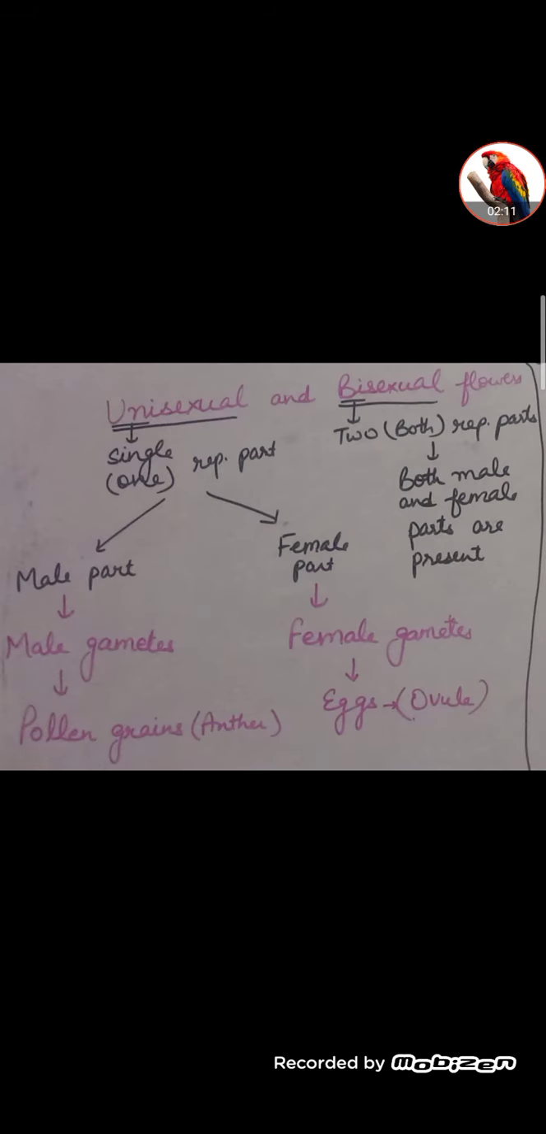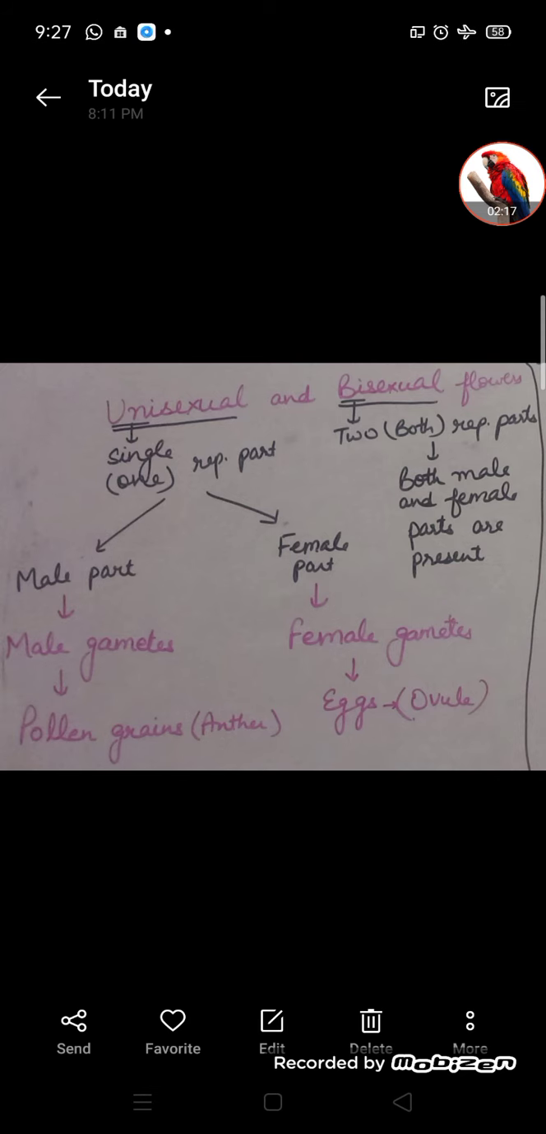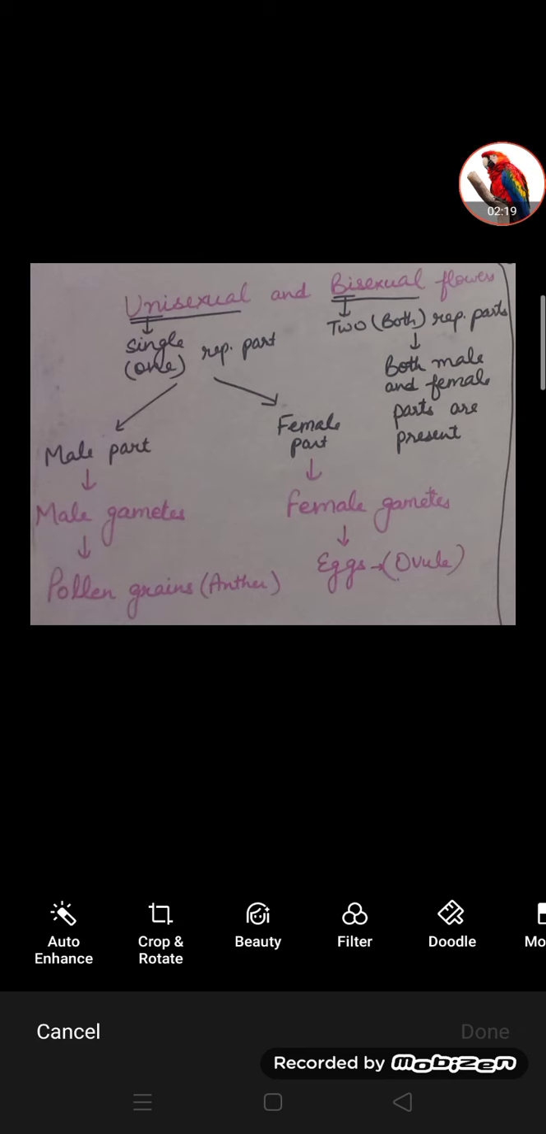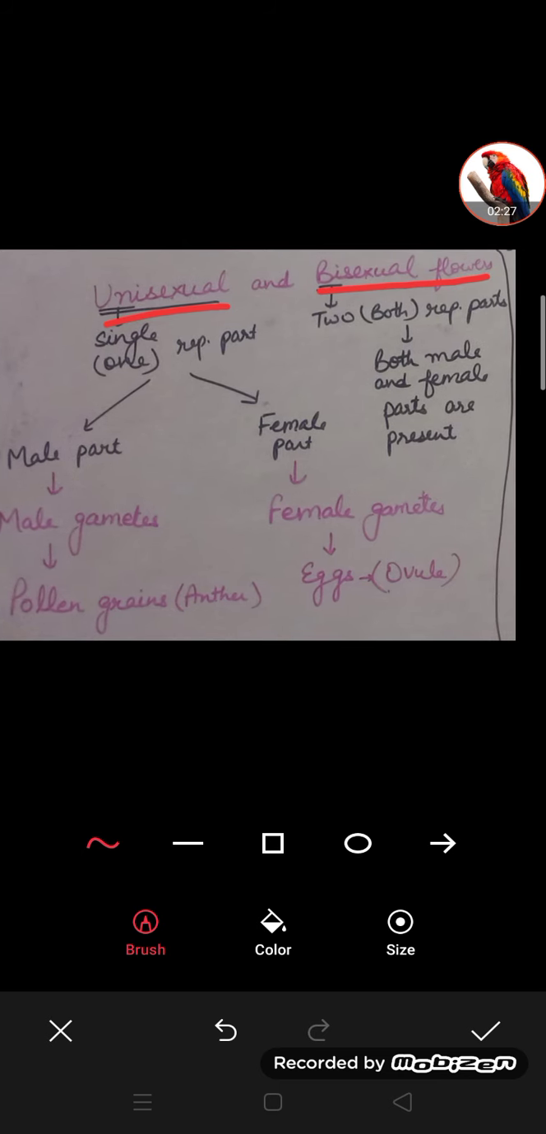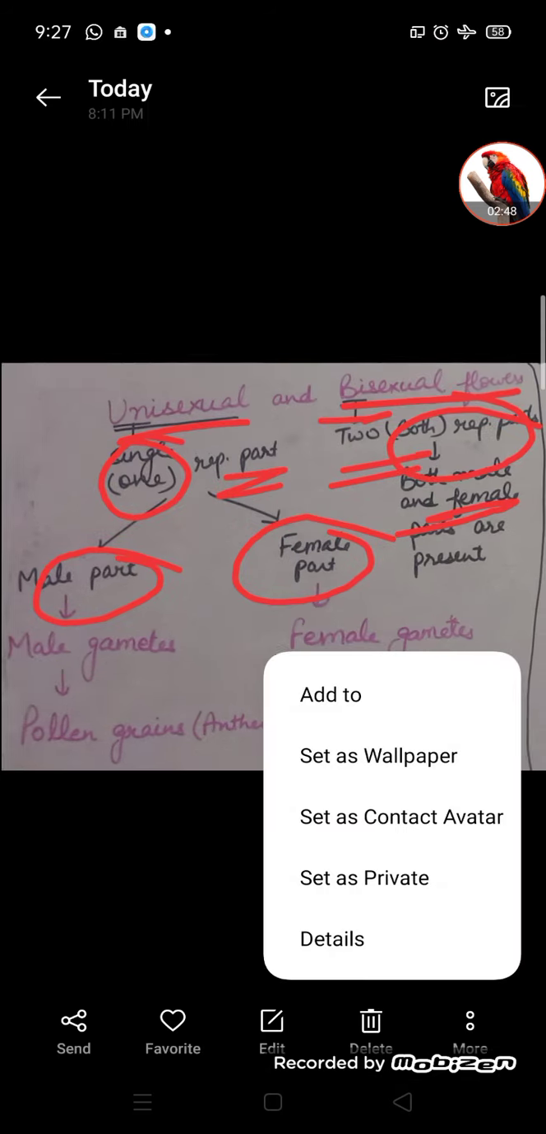Based on the reproductive parts, the flowers are unisexual and bisexual. So there are two types of flowers. One is unisexual and other is bisexual. Uni means single, or you can say one. So in this flower there is only one reproductive part, that is either male part or female part. While in bisexual flowers there are two reproductive parts, means both of the reproductive parts are present, male and female parts. Is it clear?